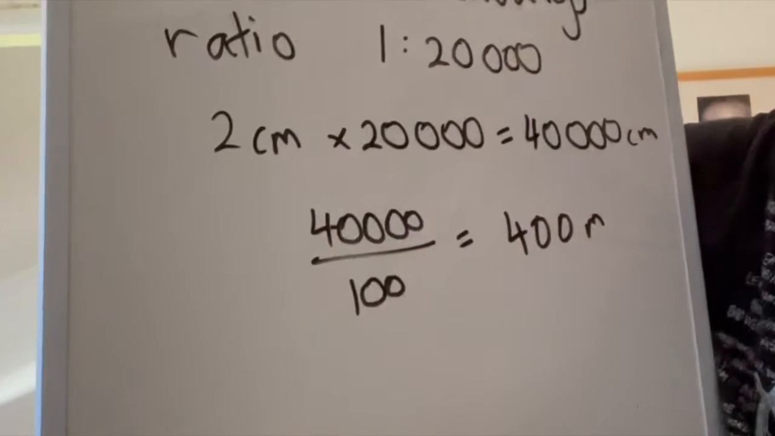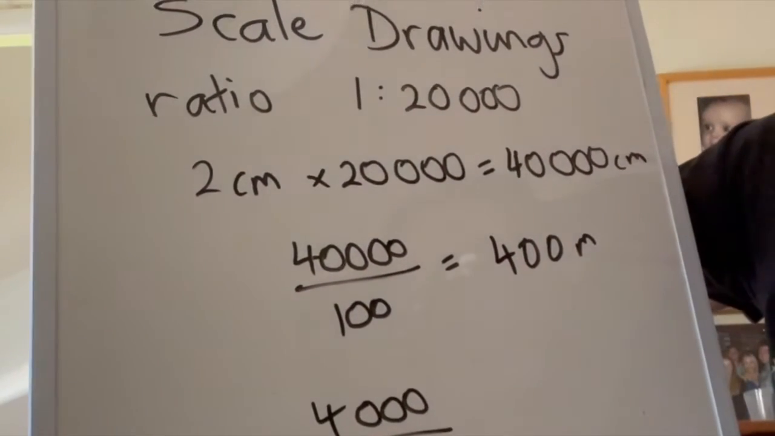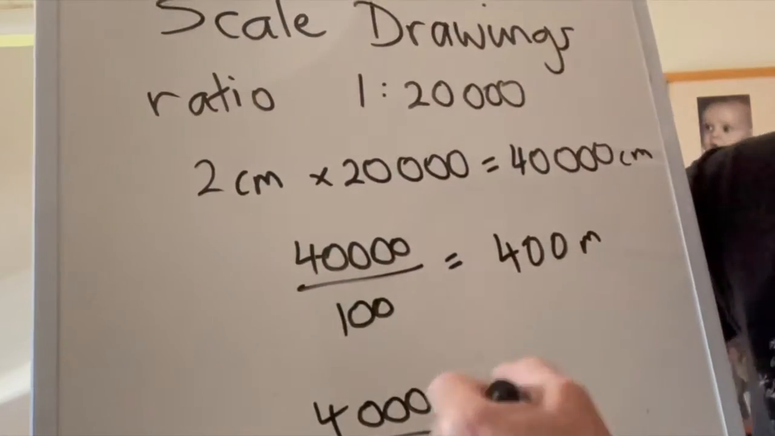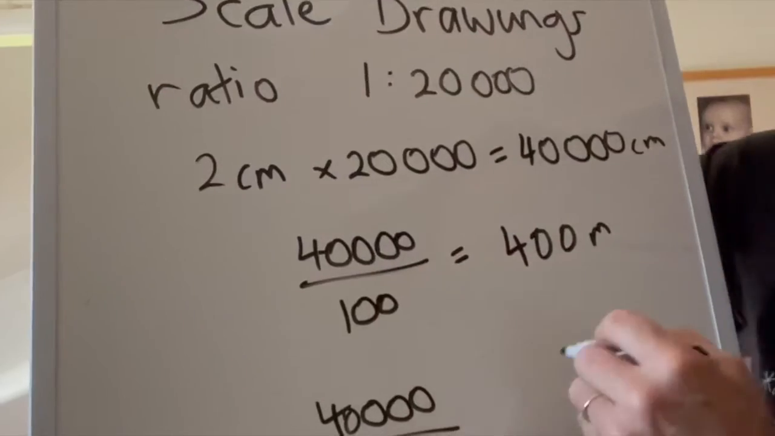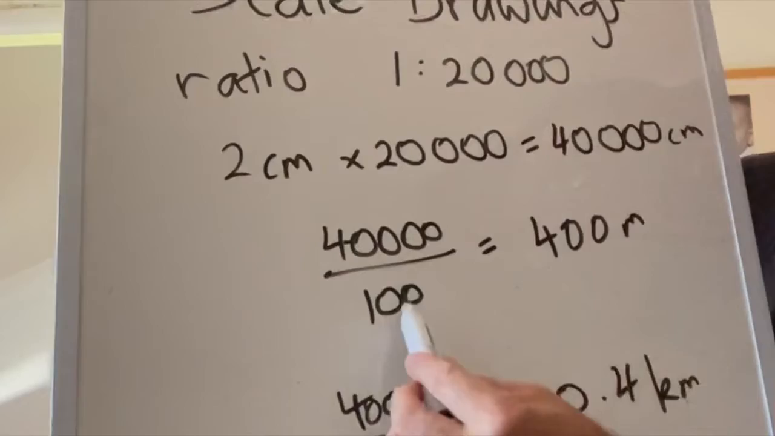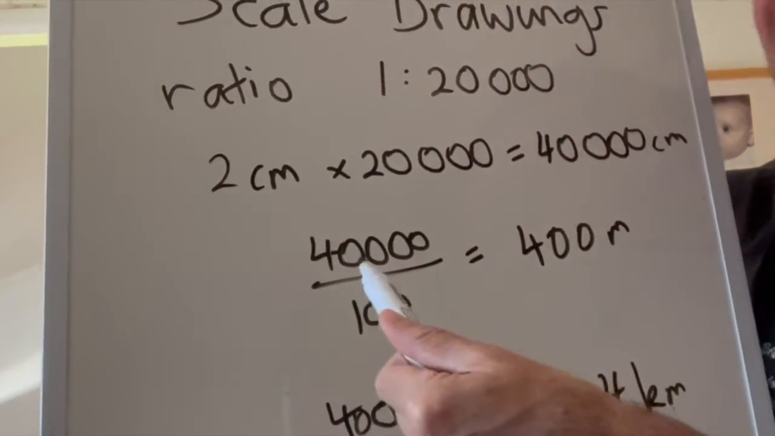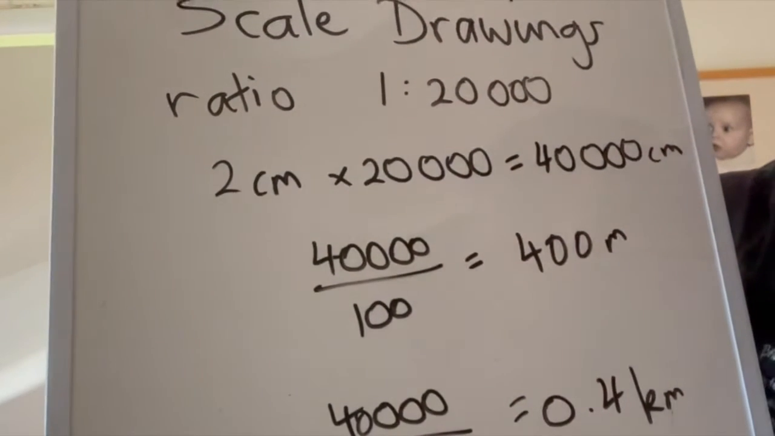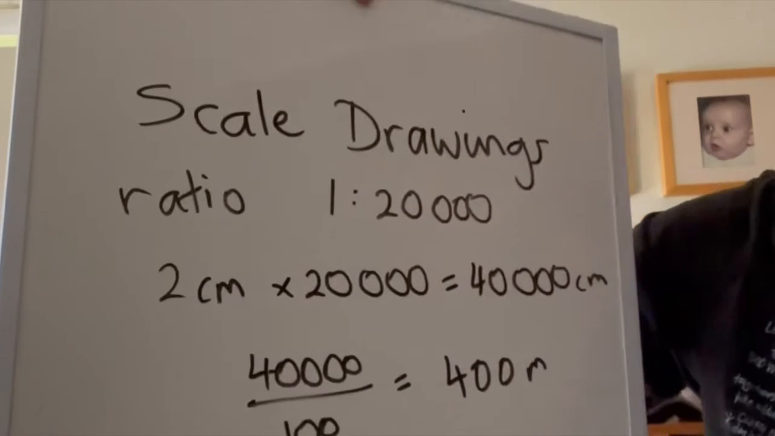And if we were going to go to kilometres, it would be 40,000 divided by 100,000, and that's going to give you 0.4 of a kilometre. And of course, our 100 here from centimetres to metres is because there's 100 centimetres in a metre, and divided by 100,000 because there are 100,000 centimetres in a kilometre. Okay, and you can use that table in order to follow that up. Let's have a look at some other examples.